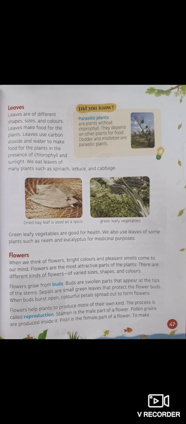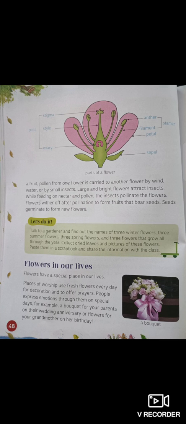And then, to make a fruit, pollen from one flower is carried to another flower by wind, water, or by small insects. Large and bright flowers attract insects while feeding on nectar and pollen. The insects pollinate the flowers. Flowers wither off after pollination to form fruits that bear seeds. Seeds germinate to form new flowers, right? It's very interesting.